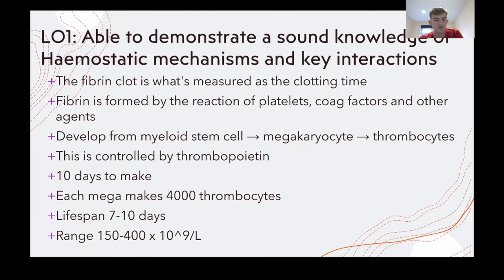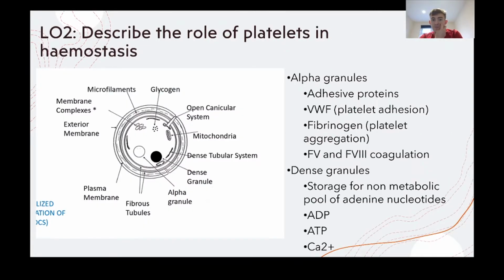Then we've got the lifespan, which is about 7 to 10 days, and the range in the blood serum is about 150 to 400 times 10 to the 9 per liter. So if we talk about these platelets in a bit more detail, they've got these alpha granules here, and then the dense granules. So firstly, alpha granules, they've got these adhesive proteins which make it stick to wounds, as well as these von Willebrand factors which also work with platelet adhesion, and they bind to the collagen in a damaged blood vessel. Then we've also got fibrinogen, which we'll talk about later, and works with platelet aggregation, as well as factor 5 and factor 8 that work in coagulation.